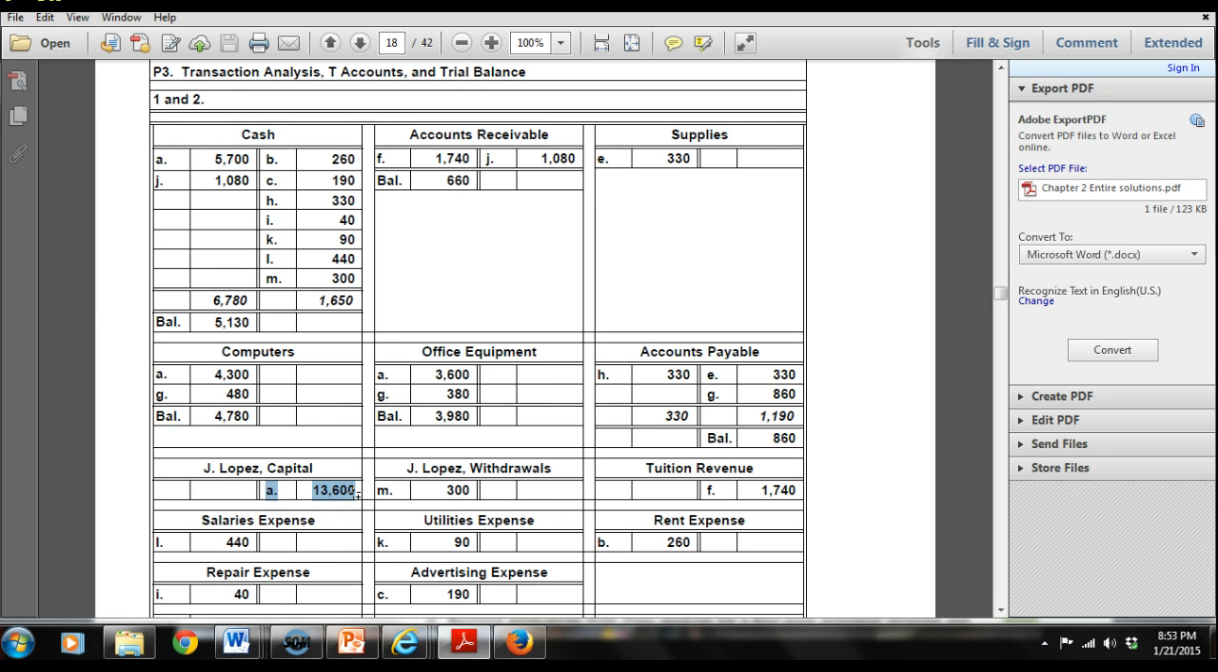Again, in this one transaction, our debits need to equal our credits. We do have 3 debits, but that's okay. We need our credits to equal our debits. All of them go into J. Lopez Capital. Okay? Can I move on?